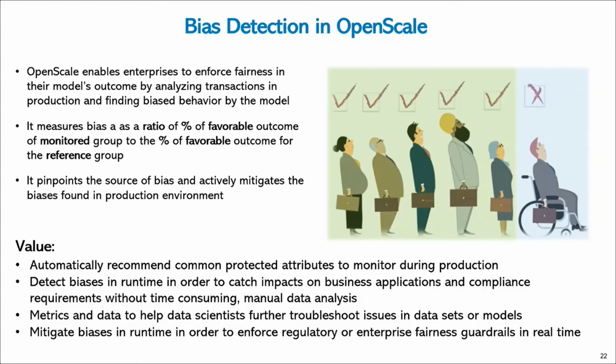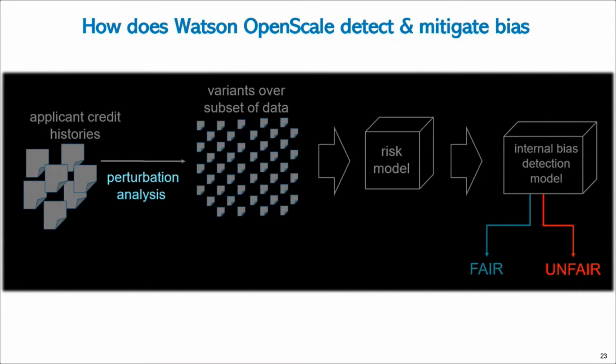Now, bias is calculated as a ratio of favorable outcomes received by the monitored group to that of the reference group. In addition to this, there are a lot of value-added capabilities like auto recommendation of likely biased candidates in the feature set, or auto debiasing of biased responses without the need of doing any kind of retraining of the model itself. Now, OpenScale, to identify bias, applies something called perturbation analysis.